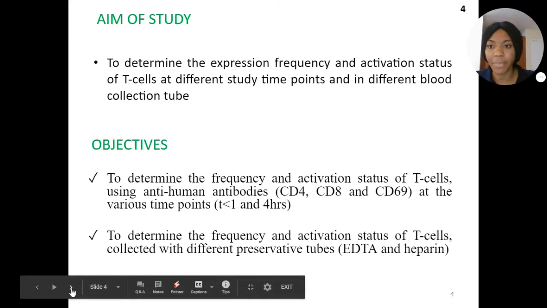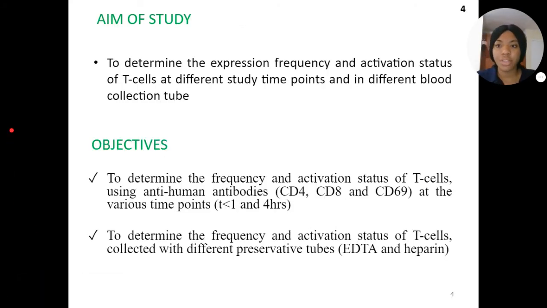Next slide. The aim of the study, therefore, was to determine the expression frequency and activation status of T cells at different study time points and in different blood collection tubes. Basically, we wanted to know if time difference, that's the time lapse between actual blood collection and actual analysis, has any impact.